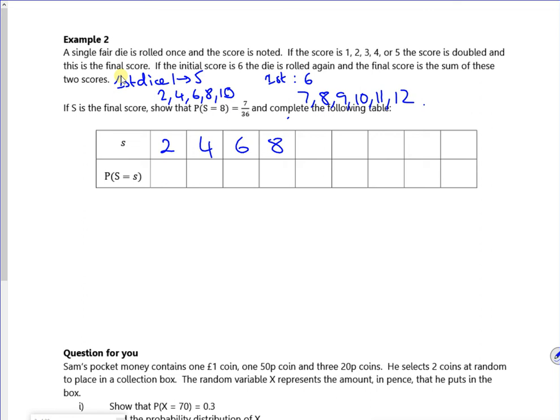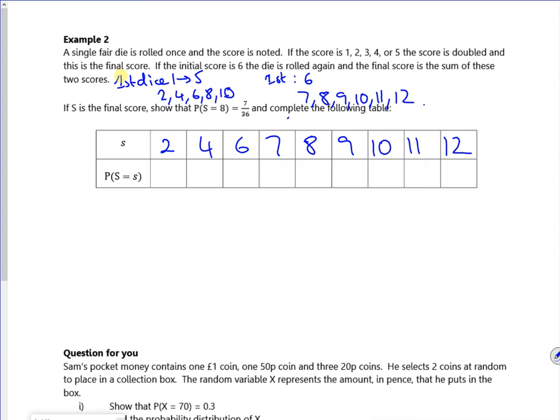So if it's a 1 to 5, we double it, so that's a 2, 4, 6, 8, 10. But then if it's a 6, we add the initial score to it. So we add the score of, if we roll it again, so we have a 6 with a 1, a 6 with a 2, a 6 with a 3, etc. So I'll put these numbers in order. So I've got 2, 4, 6, I've got 7, 8, 9, 10, 11, and 12, putting them in order.